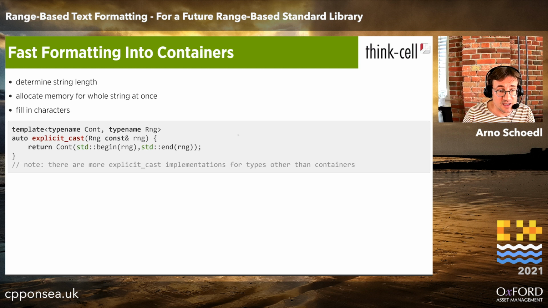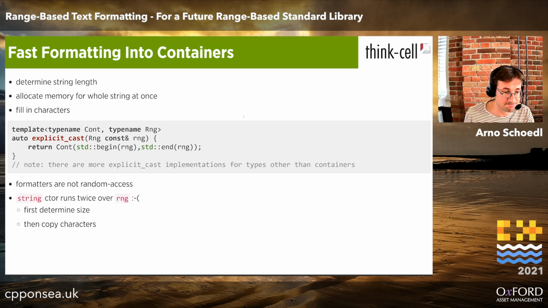Well, the first idea would be, what if inside our explicit cast that goes to string, or in general to a container, we would have some container constructor that pulls the 2 iterators out of the range and sticks them into the container constructor. So it would look like this, really. And this is just the explicit cast implementation for containers. There could be many more for non-containers. I just left out the enable if and concepts and so on.